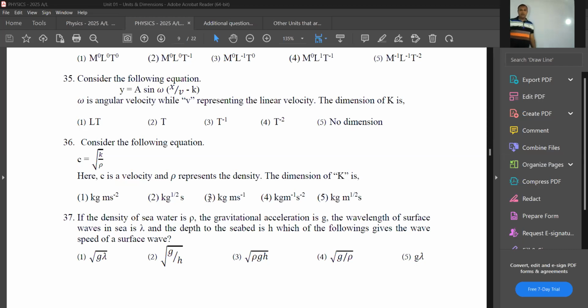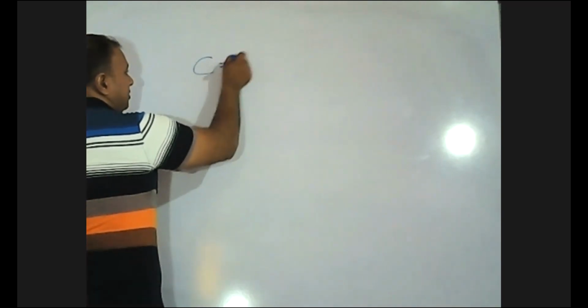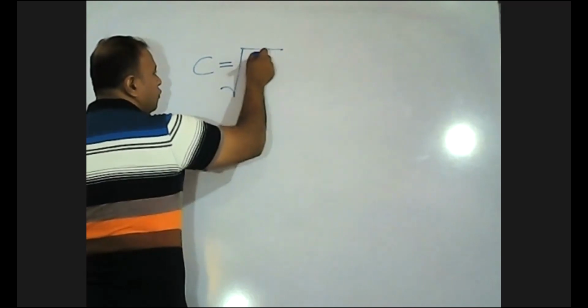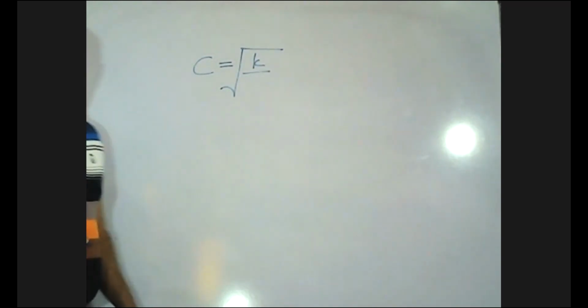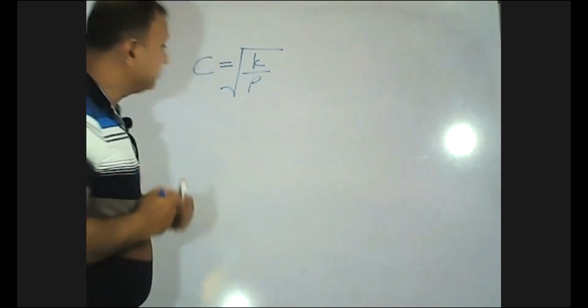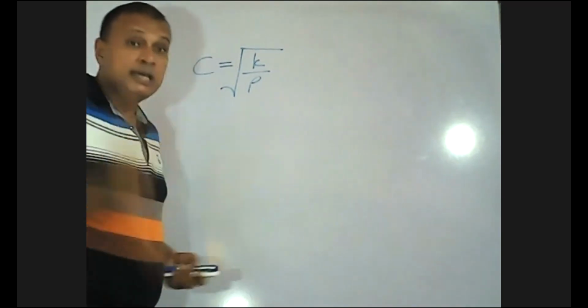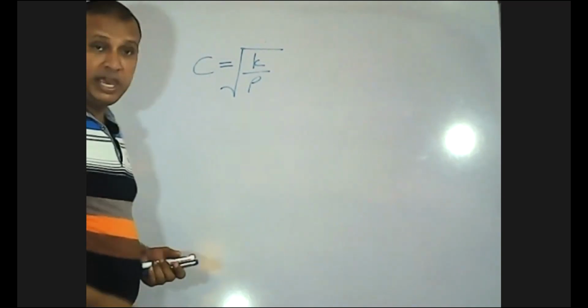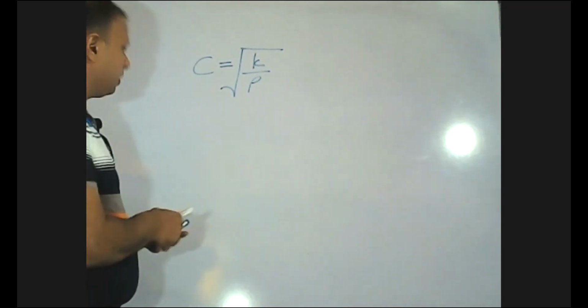Anyway, we have to make K the subject, no? Otherwise we cannot find the dimension of K. So if we want to make K the subject, we have to square both sides, because K is inside the square root. K over rho is inside a square root, so to make K the subject, you have to take the square of both sides.